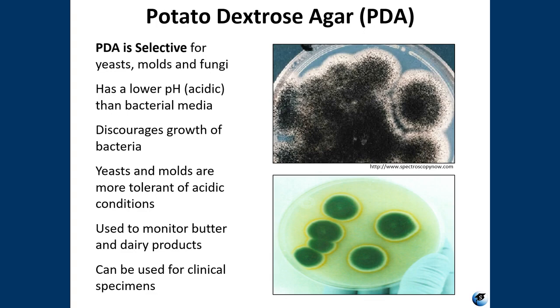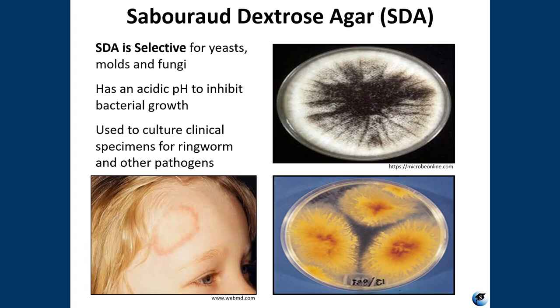This kind of media is recommended for plate count methods for foods and dairy products. It's used to test cosmetics, and it's also used for growing clinically significant yeasts and molds. SDA, Sabouraud dextrose agar, is similar to PDA. SDA has an acidic pH to inhibit bacterial growth. SDA is primarily used for the selective cultivation of yeast, mold, and certain pathogenic fungi. It's often used to identify microbial contamination in food, cosmetics, and again, for clinical specimens.